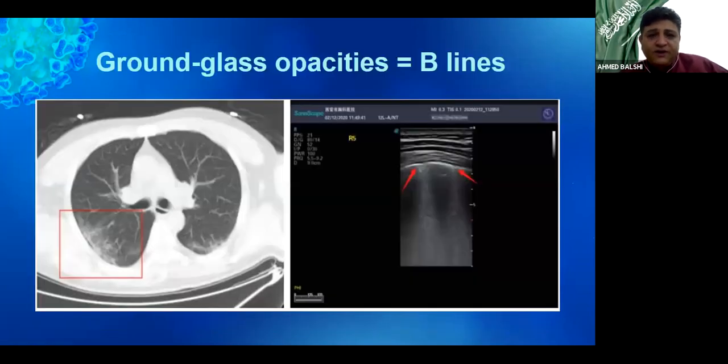This is just showing that the ground glass infiltration in the CT is correlating with a B line, 2 B lines, in the ultrasound. It means ultrasound is a really good imaging modality, saving time and limiting the exposure to the patient, with no need to transfer to the radiology department.